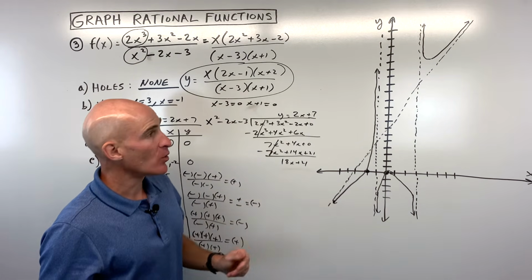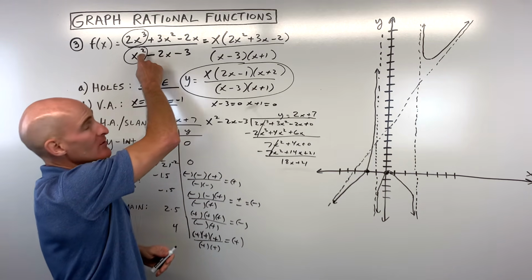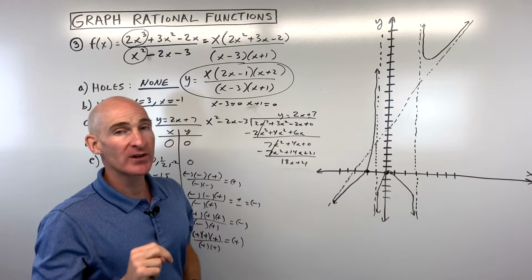So good job on this one. This one was a slant asymptote, remember, because the degree in the numerator was 1 higher than the highest power term in the denominator. Let's take a look at 2 more examples.